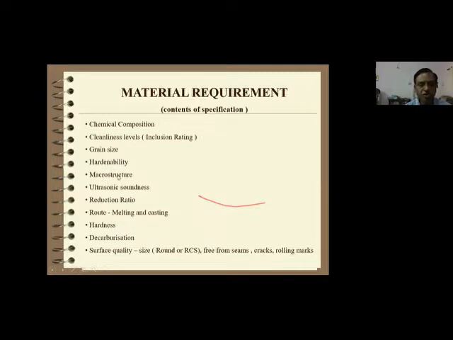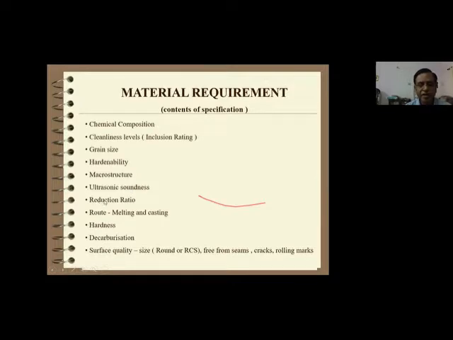Then the microstructure, that is when we get the raw material, we have to cut the section to see that there are no subsurface crack or center crack in that cut section. So that is called as the micro analysis. Then the ultrasonic soundness, that is the internal soundness of the material. That when we get normally bigger sections, then one has to be sure that internally the material is defect free, crack free. So that is checked by the ultrasonic method. Then the reduction ratio. This is again one more important criteria.